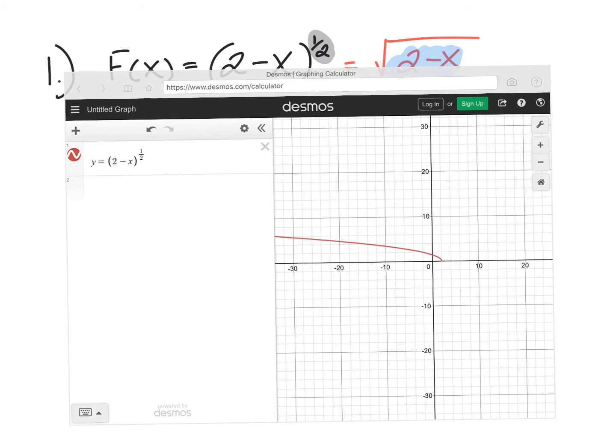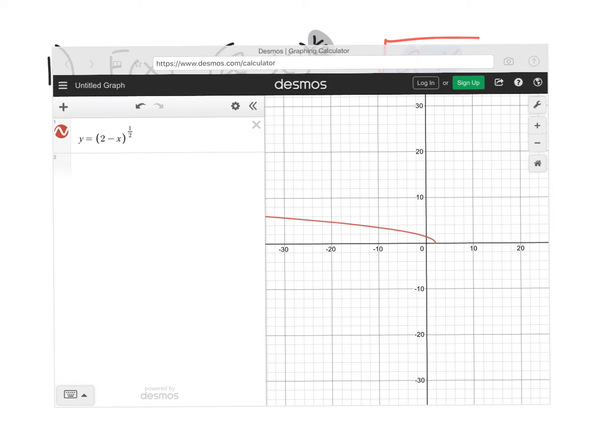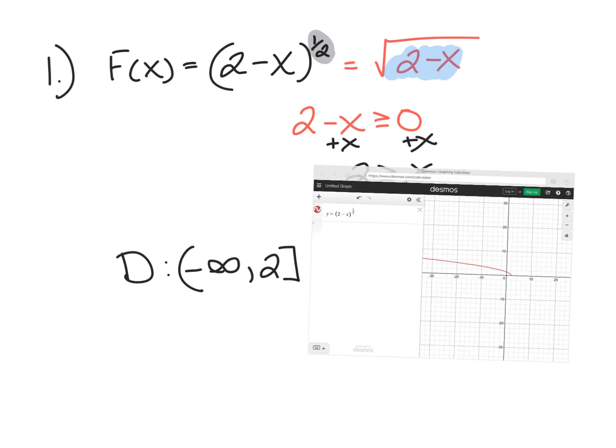Now, to understand the range, one of the easy things to do is put this in your graphing calculator. You can see that I just did that. And I can see the lowest the graph goes is 0, and it goes infinitely upward. So my range is going to be 0 to positive infinity.